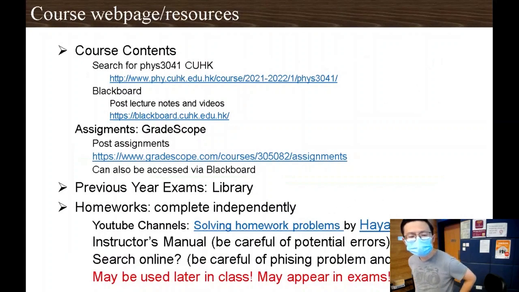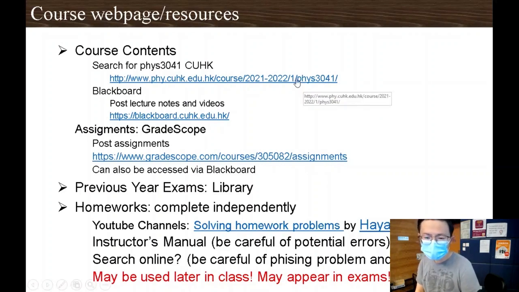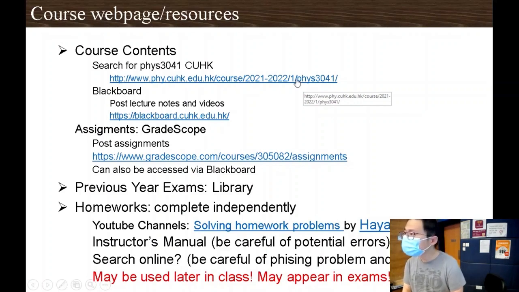Okay, let's talk about where you can find this course information. First, you can simply Google Physics 3041 CUHK, and this will take you to a link at the physics department. If you click on it, there is a very simple list of information about this course. And of course, lecture information such as notes and videos will be posted to the Blackboard.